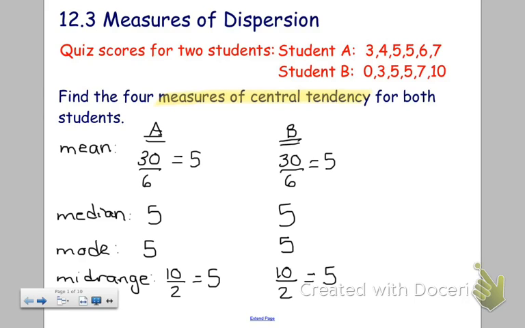So, check this out. There are lots of 5s floating around on this screen. The mean, the median, the mode, and the mid-range all ended up being 5s for both student A and student B. But notice that the set of data we were looking at initially for student A and student B were two completely different sets of numbers. So what this leads us to is sometimes there's a need for something more than just these 4 measures of central tendency. Otherwise, we can't always tell the difference in these two sets.